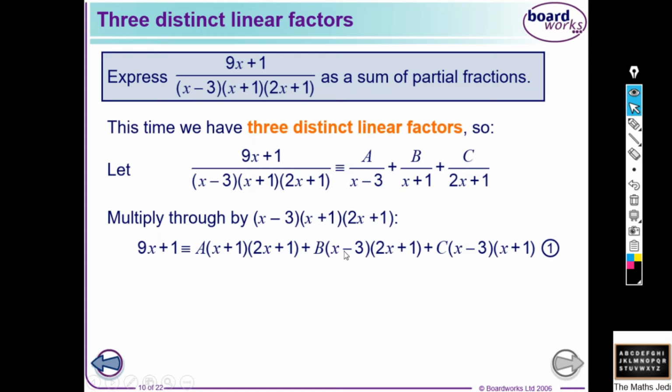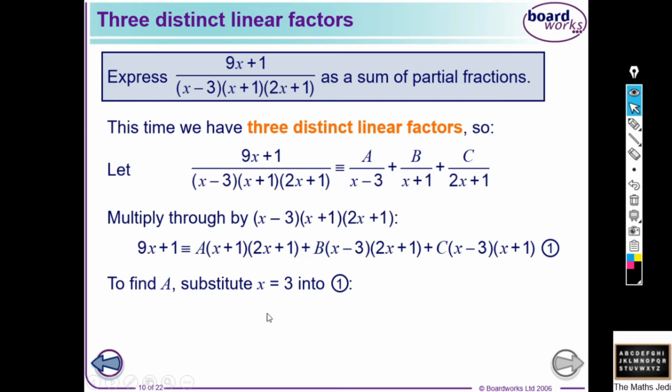For example, if I let x be 3, that would get rid of b and c straight away because these brackets become 0. This bracket would still be alive. If I let x be minus a half, that would get rid of a and b and leave me with c. If I let x be minus 1, that would get rid of a and c and it would leave me with b. So there are ways of using substitution to get these values out. That's exactly what they're going to do here.